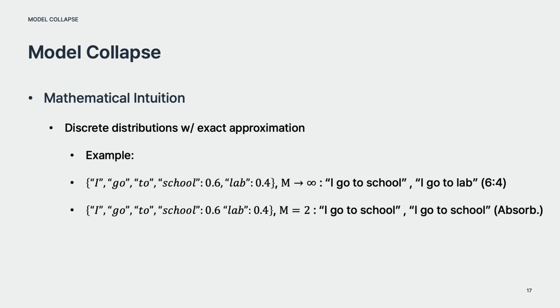This example makes the intuition concrete. Suppose a simple distribution assigns probability 0.6 to the sentence "I go to school" and 0.4 to "I go to lab." With infinite samples, these proportions are preserved. But with a small sample size, it is possible to sample only "I go to school." Once this happens, the alternative sentence disappears entirely from future generations. This is an absorbing state.